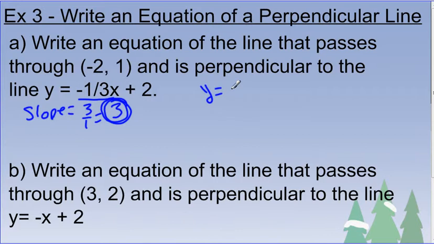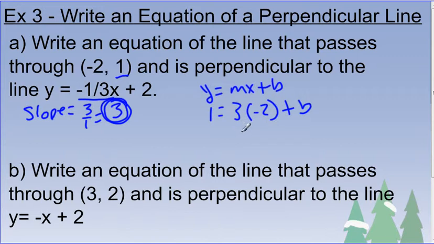Let me write this out. Plus b, plug in my y value. Boom, it's 1. My new slope is 3. My x value is negative 2. And now I just find what my b is. I just have to solve this equation with one variable, which I can do. We've done it like 3 times already today.